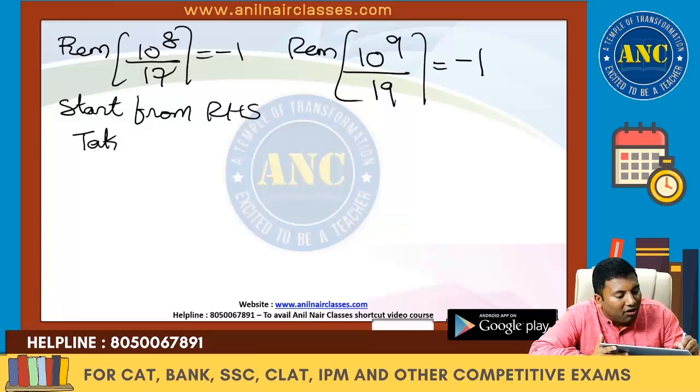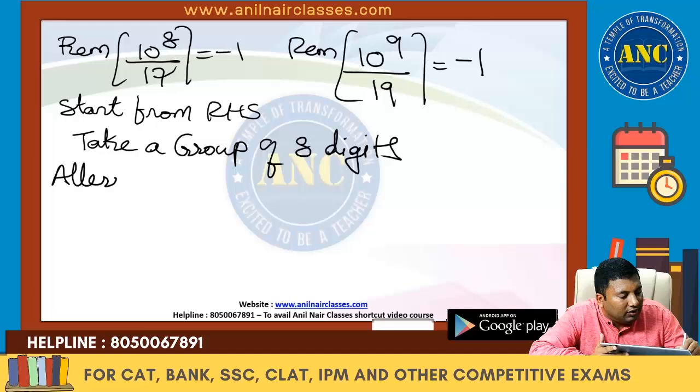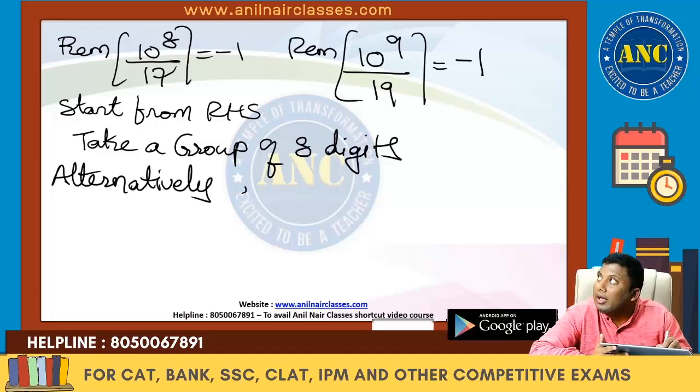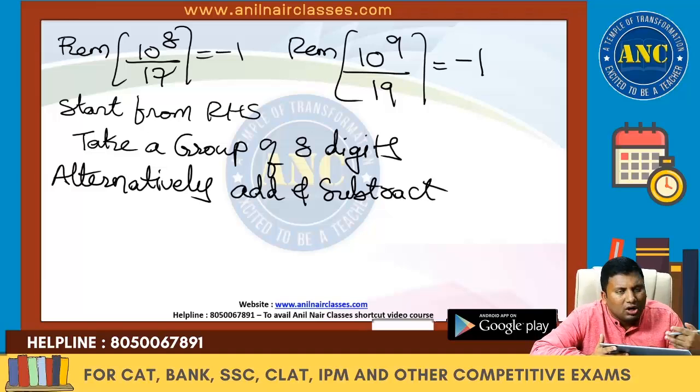Take a group of 8 digits. Alternately add and subtract. We have taken enough examples to illustrate that.